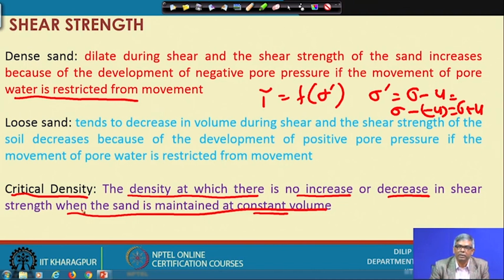Similarly, when it is at critical density, from there we can also find out the critical void ratio. What is the critical void ratio and how to find it out, those things we will discuss maybe at a later stage.